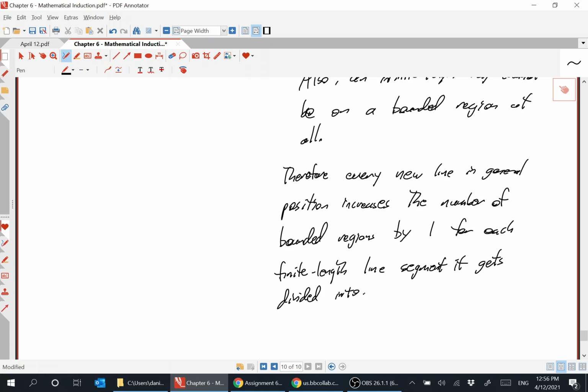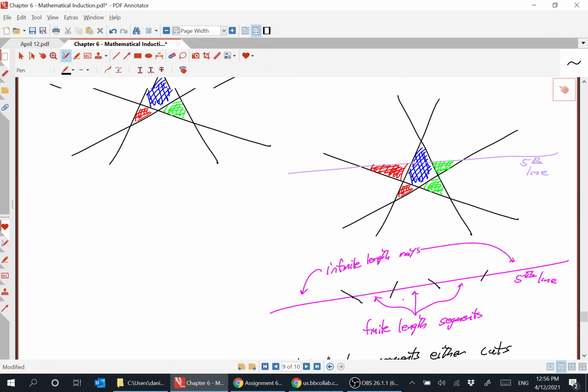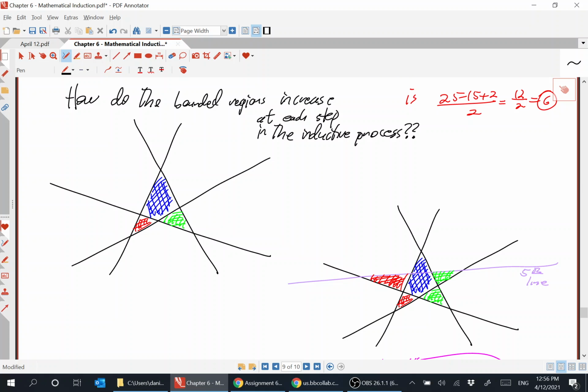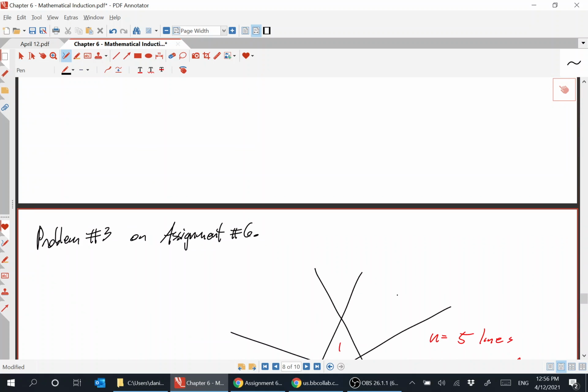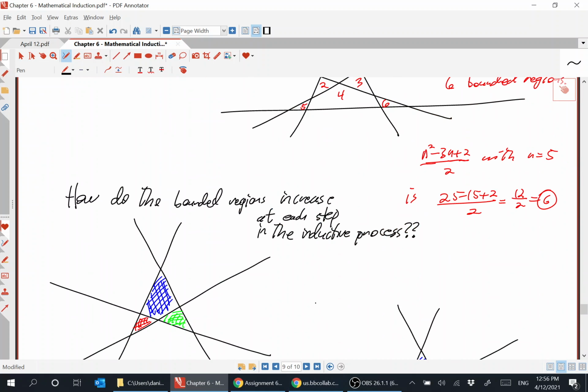So here, with this problem of the number of bounded regions created by n lines in general position, you're just working with a different polynomial expression. Where is it? N squared minus 3n plus 2 over 2. So in the inductive hypothesis, the number of regions you will have would be this.